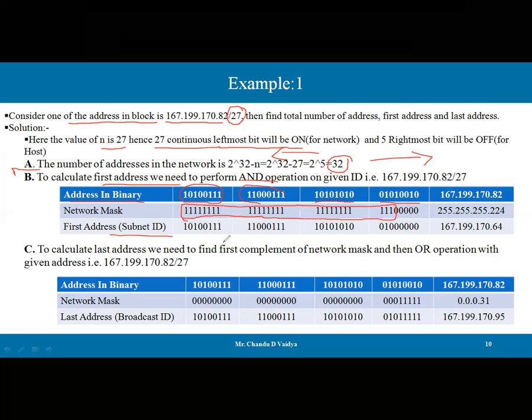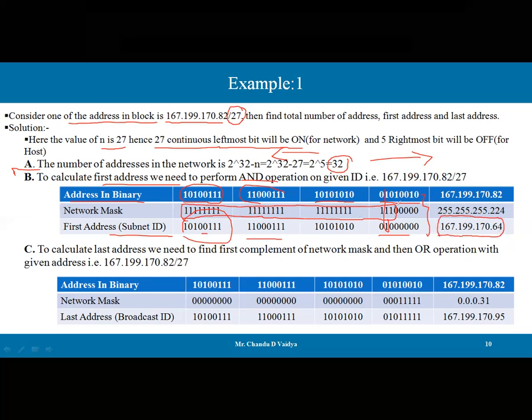What is the AND operation, guys? Wherever both bits are 1, put 1; in the rest of the cases, where either is 1 or 0, put 0. Then again apply the same to the other octets. For the last octet, 0 1 0 1 0 0 1 0 ANDed with 1 1 1 0 0 0 0 0, only one position has 1 and 1 in common, so we put 1 there. So what address do we get? 167.199.170.64. This will be the first address of that block.